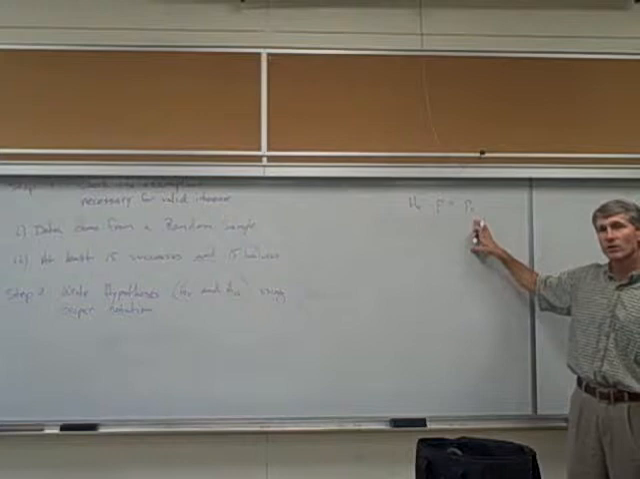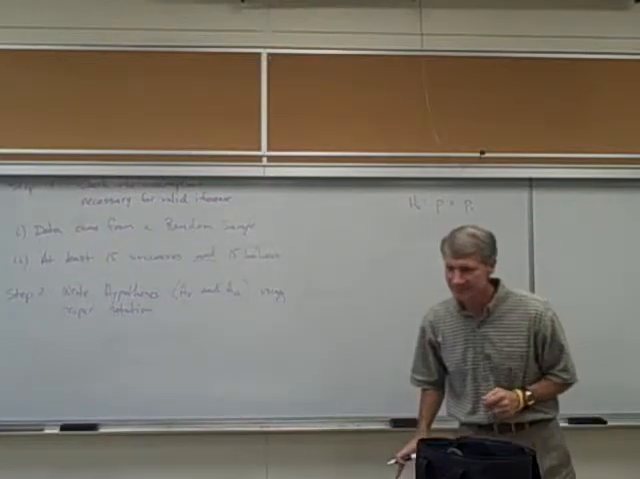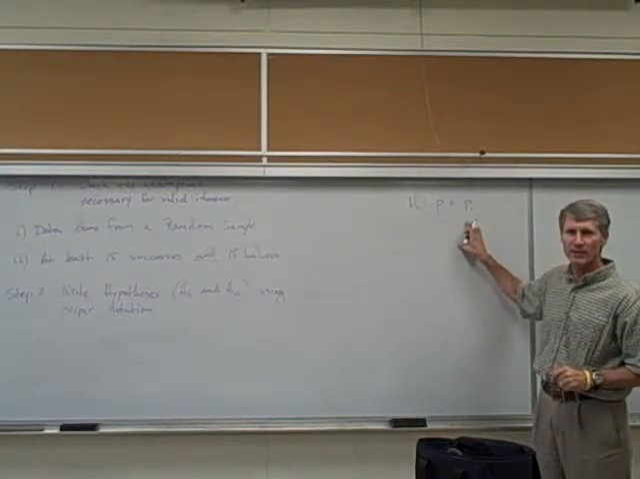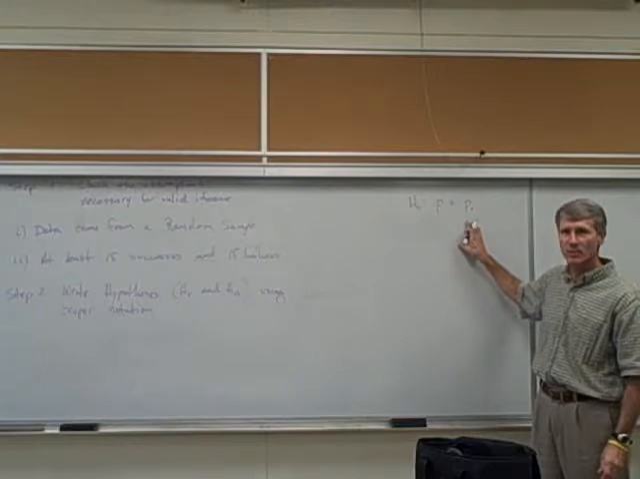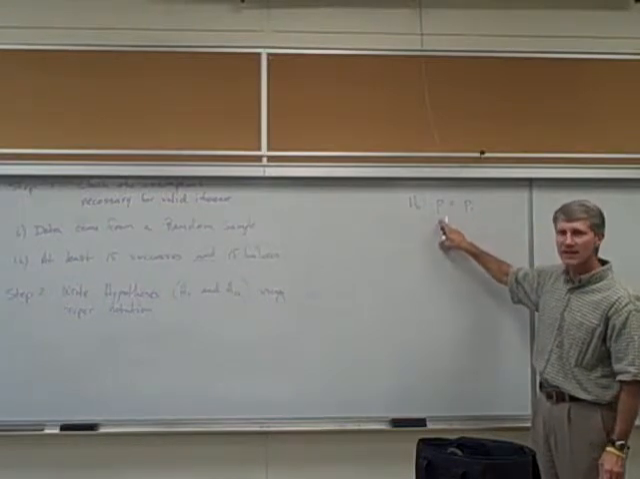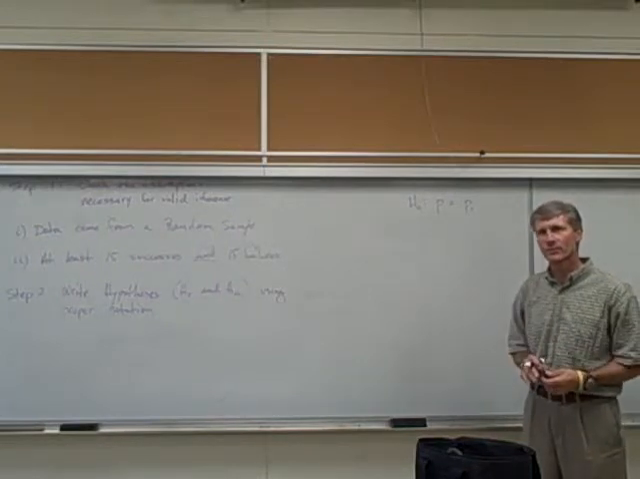When we go to chapter 10, we'll do 2 sample problems. This will look a little bit different. But for 1 sample problems or proportions, it'll always look like this. Your null will always be p equal to some number, and you get that number out of the reading. Okay?